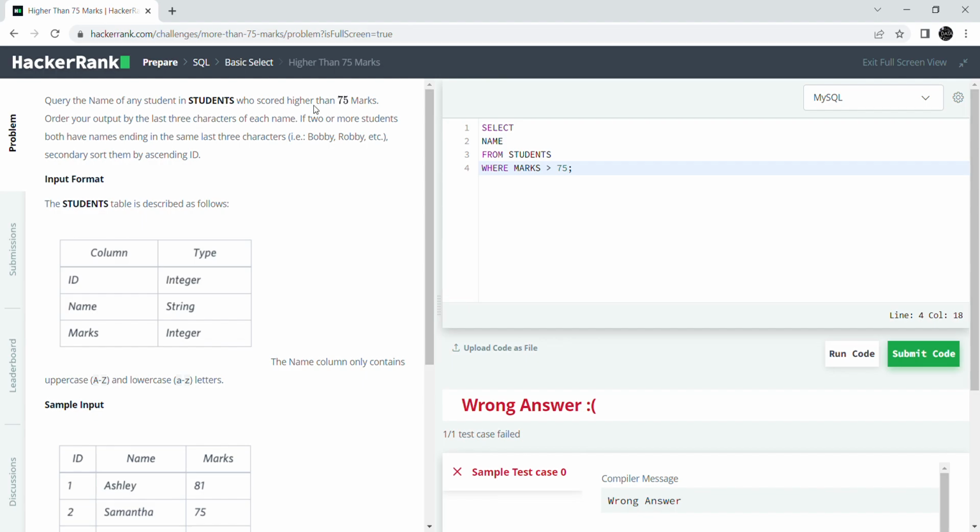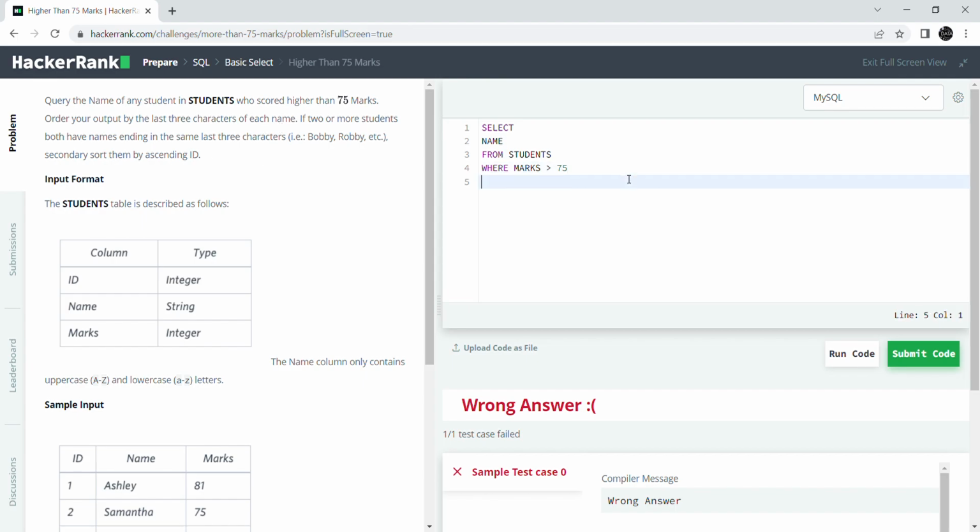Now it has been mentioned: order your output by the last three characters of each name. If two or more students have names ending in the same last three letters, for example Bobby and Robbie, the last three characters are BBY in both cases. Then secondary sort by ascending ID. So the sorting has been instructed on two fields. The first field is the last three characters of each name.